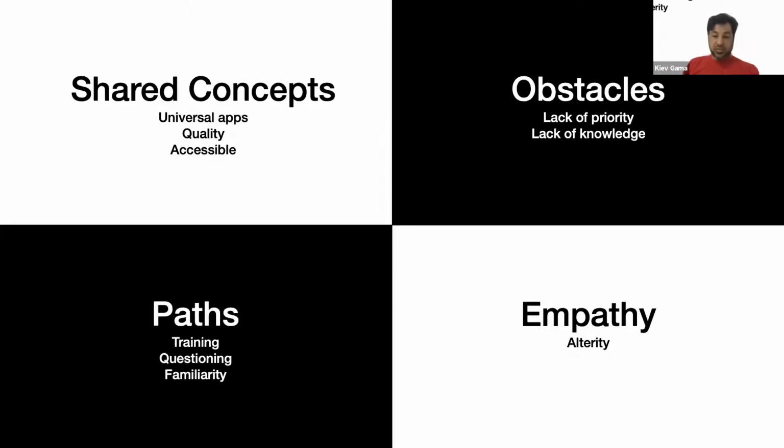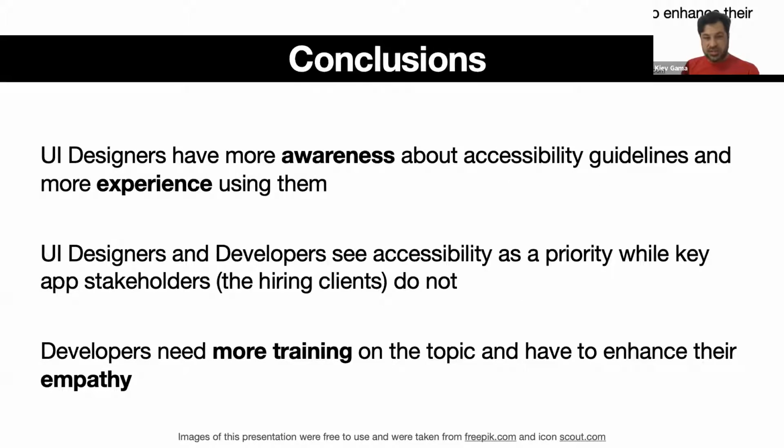And the most important one, and this is nice with this type of presentation, I can point to the thing: empathy is a more important aspect that was not, how can I say, as strong for developers as it was for designers. So some of the conclusions: designers are much more aware of these guidelines and have more experience than developers. UI designers and developers, both of them, see it as a priority, while the stakeholders don't see it as something important. And developers need more training and to develop more empathy about their users.